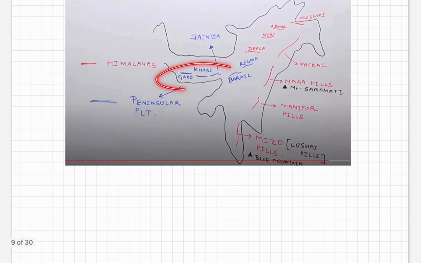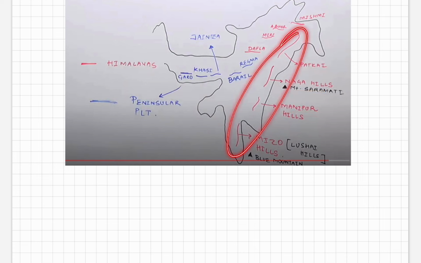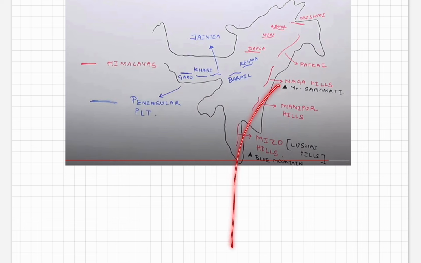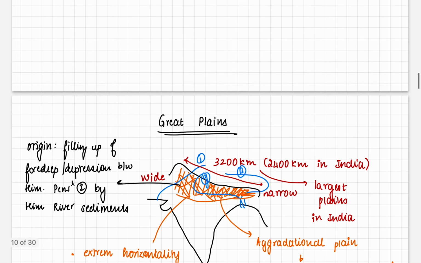The Garo-Khasi-Jaintia hills are part of the peninsular block, which is separated by the Malda Fault at the Rajmahal-Garo Gap. The Patkai, Naga Hills, Manipur Hills, and Mizo Hills, also known as the Lushai Hills, are the extended part of the Himalayas. The Andaman and Nicobar Islands are also peaks which are formed due to the Himalayan ranges.